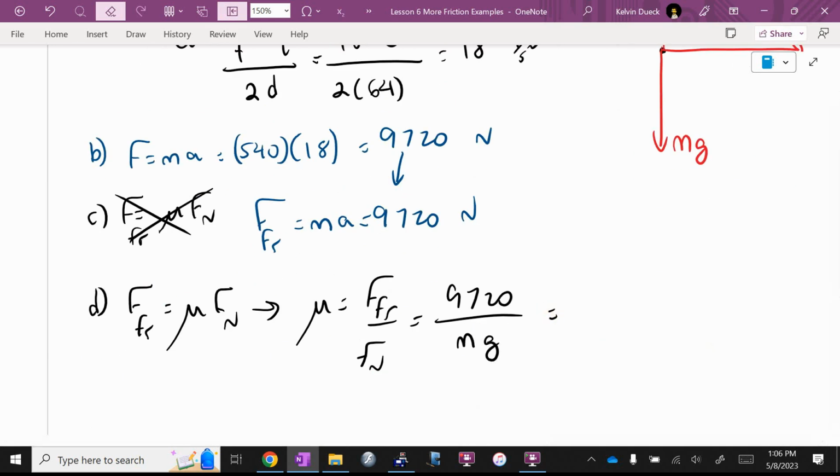Let's be bold and go straight to our calculator without even writing in the M and the G. What did I say M was? 540? So it'll be 9,720 divided by, in brackets, 540 times 9.8. And this one I can't do in my head. What'd you get? 1.81?